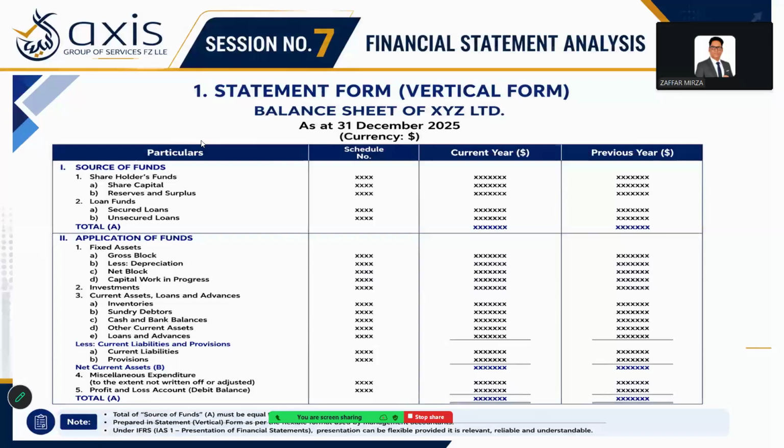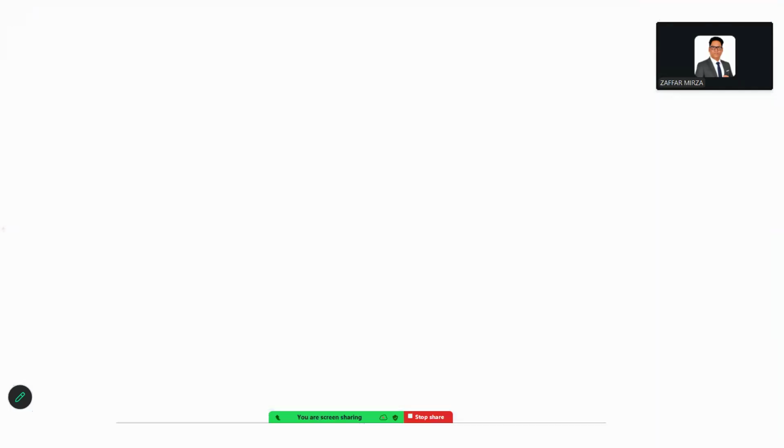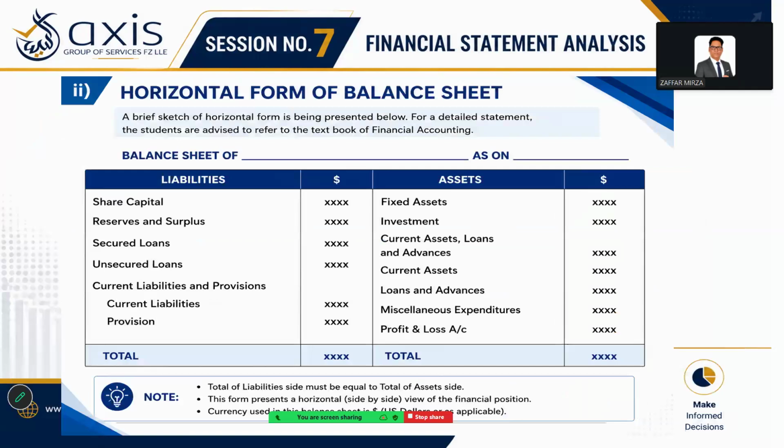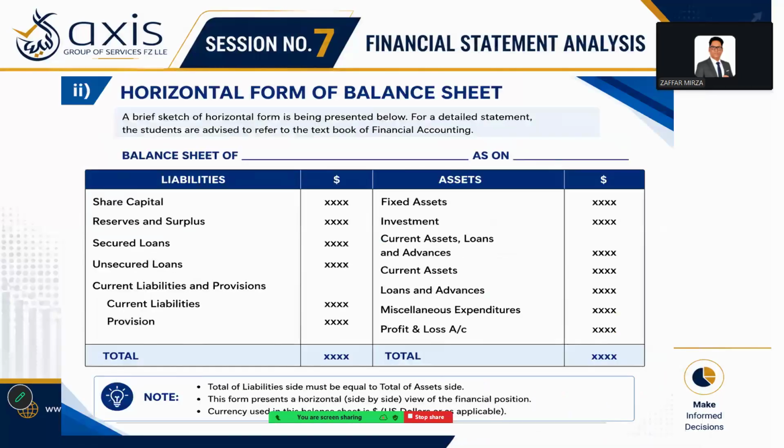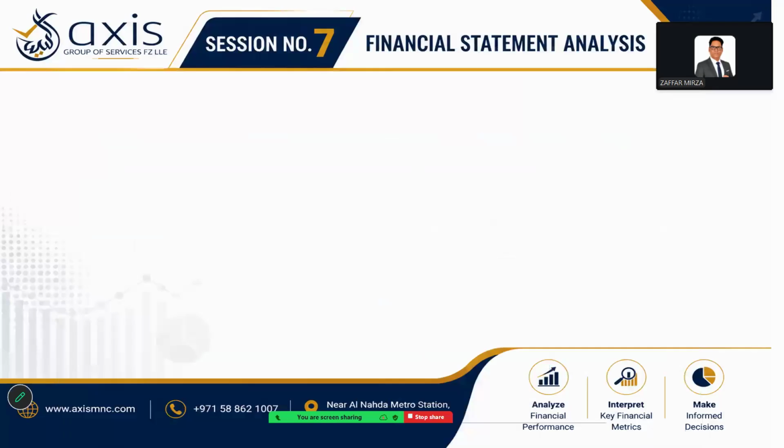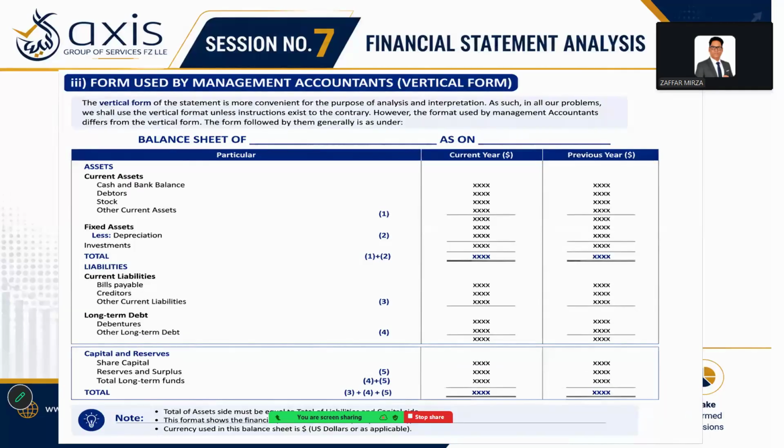You will use this form? No. Right? We will not use this form. We will use the horizontal form of balance sheet, liabilities and assets. We need a little bit extra. The form used by the management accountant is vertical form. This is horizontal form. We are using a form called vertical form.